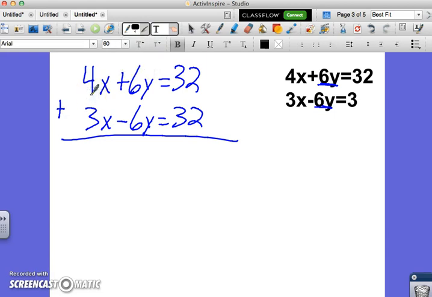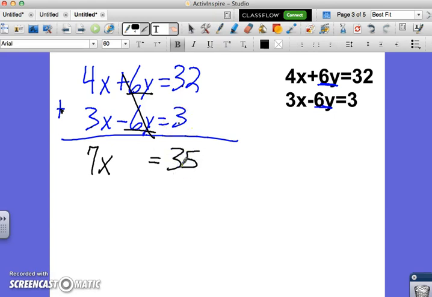So 4x plus 3x, that's 7x. 6y plus a negative 6y, well, those eliminate each other. They're gone. Equals, now we got 32 plus 32, well, that's 64. Whoops, what did I write 32 for? That wasn't a 32, that was just a 3, looking at that problem over there. So that changes things. 32 plus 3, well, that's 35.